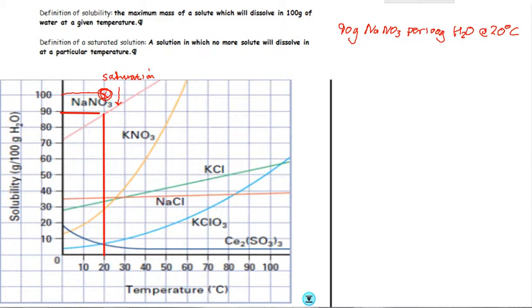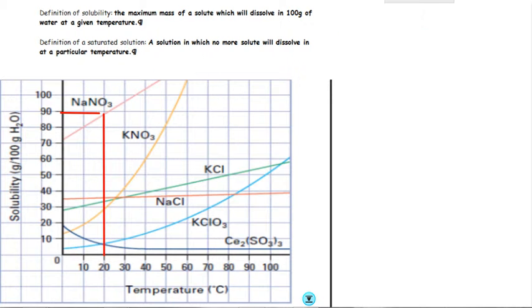So if you think about it, if I put 100 grams in at 20 degrees, what would happen to the extra 10 grams? Very simply, if you had your beaker there with your water in it and your solid dissolved in it, the 10 grams would simply settle to the bottom and crystallize and wouldn't dissolve, because once the solution becomes saturated, in this instance at 20 degrees, you can no longer dissolve any.